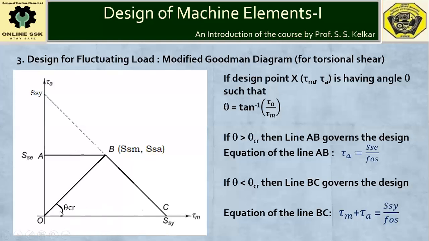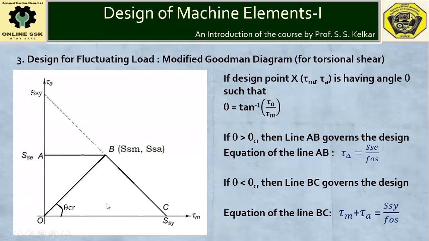Now, if the angle of a design point is greater than theta critical, then line AB is the dominating line. Line AB governs the design. We have already discussed this while considering the modified Goodman diagram for direct stresses. If theta for the design point is greater than theta critical, then it will lie in this region wherein the governing line will be line AB.